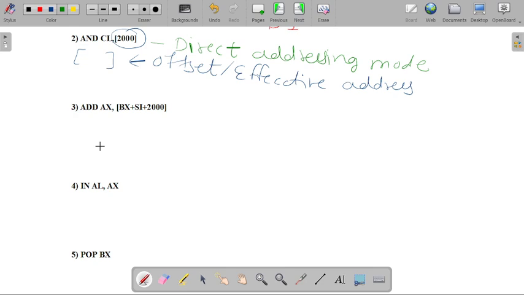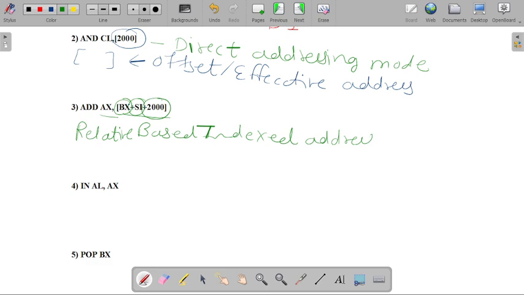The third example is ADD AX, [BX plus SI plus 2000]. So BX is our base register, SI is our index register, and 2000H is our memory location, that is the relative address of our memory location. So I am writing here the answer for this question is relative base index addressing mode.